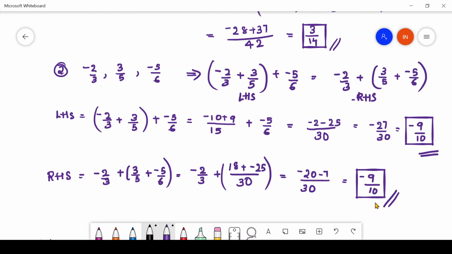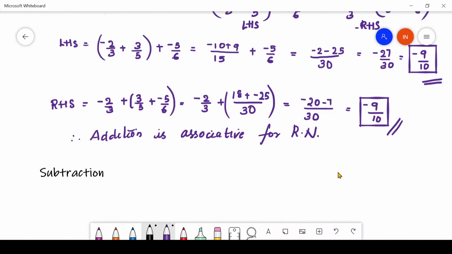So you can see here from both the cases we got the LHS is equal to RHS. So what can we conclude from this? Therefore, we can conclude that addition is associative for rational numbers, right? Yes, very good. Let us move ahead with the subtraction.